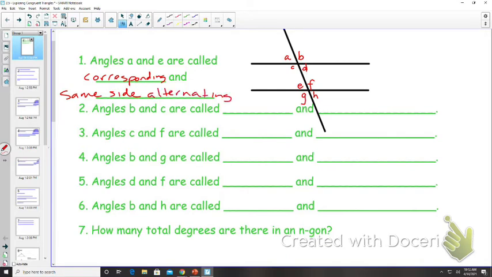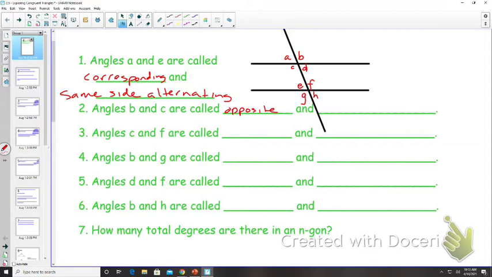B and C are called what? I don't know this one. I know that opposite. Opposite, yeah. And the second one? Of course. No, not corresponding. So we said they're opposite alternate angles, opposite and alternating angles.